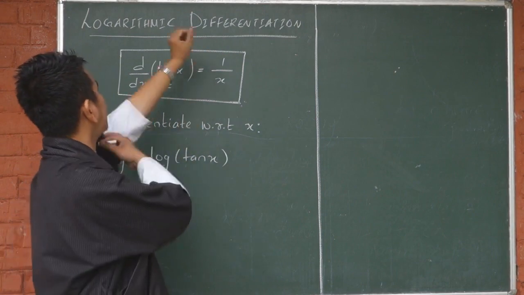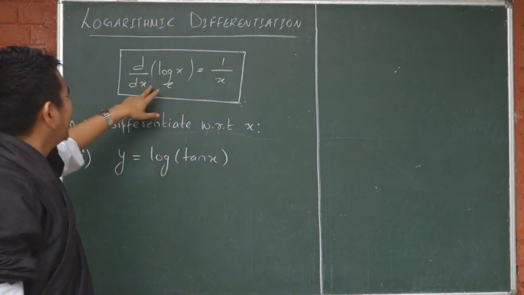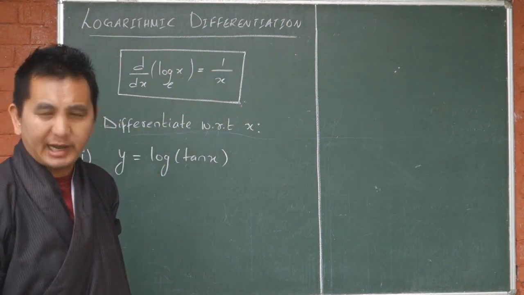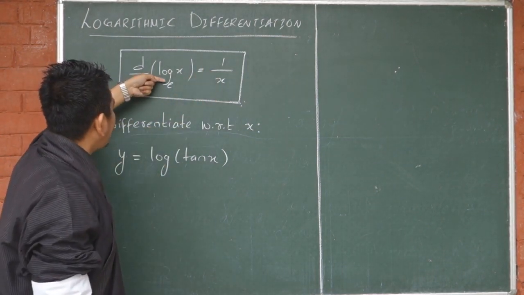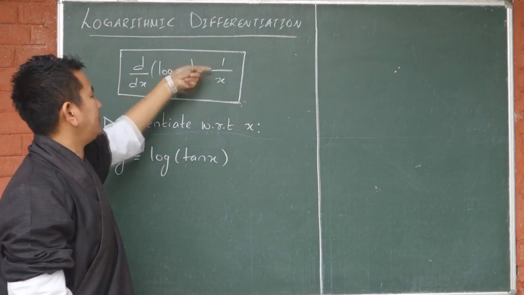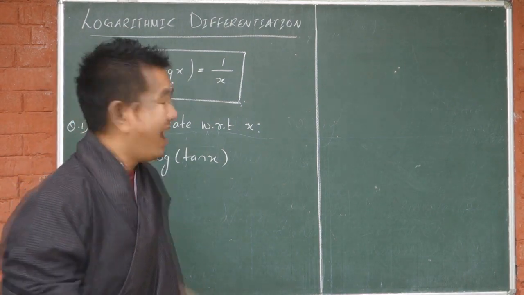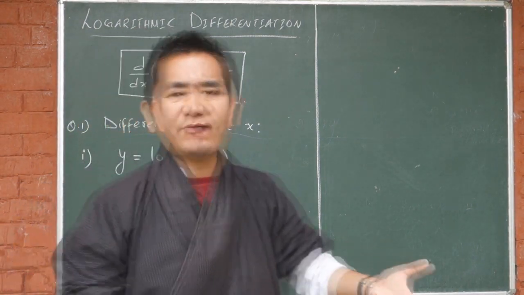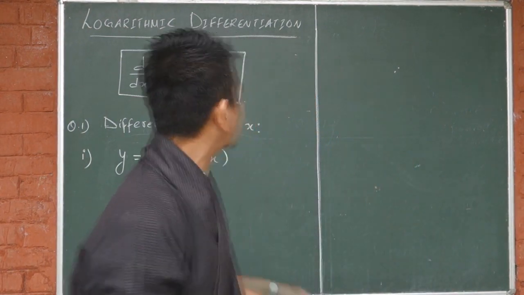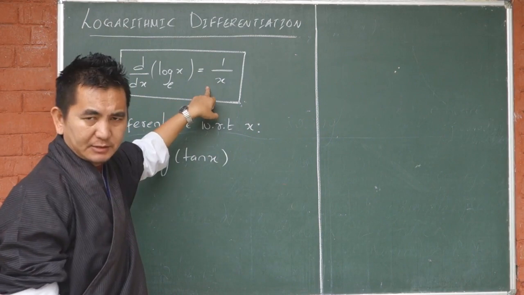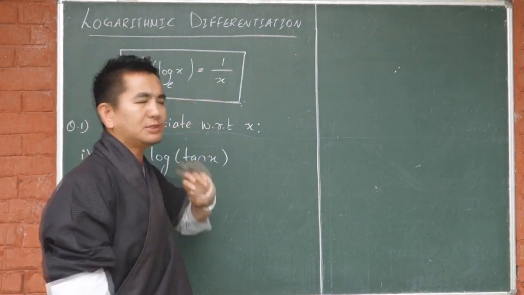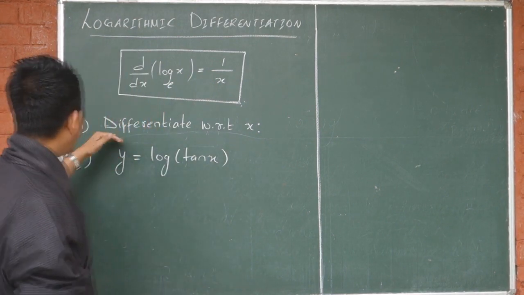What's here in case of logarithmic differentiation? Differentiation of log to the base e of x is equivalent to 1 by x. Means only if the base of the log is e, which is an exponential e, then only the differentiation will become 1 by x. Other than e, other than any constant value, if it is log to the base 10 or 2, any other constant value, even log to the base a of x, the answer will not be 1 by x. Only if the base of the log is e, then only differentiation of log x becomes 1 by x. So let's go with this question.